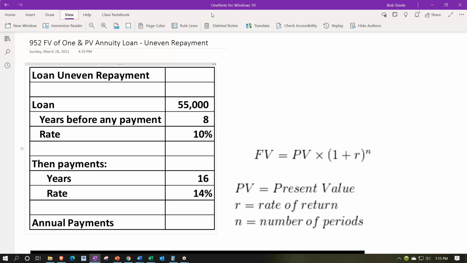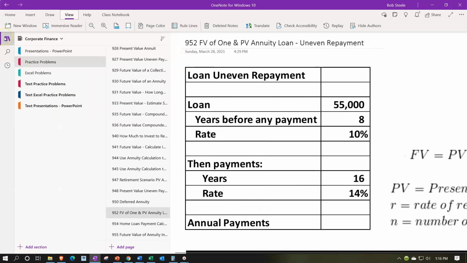Here we are in OneNote. If you have access to OneNote and would like to follow along, you're not required to, but if you would like to, we're in the tab on the left-hand side. We're in the practice problems down in the 952 FV future value of 1 and present value annuity loan uneven repayments.